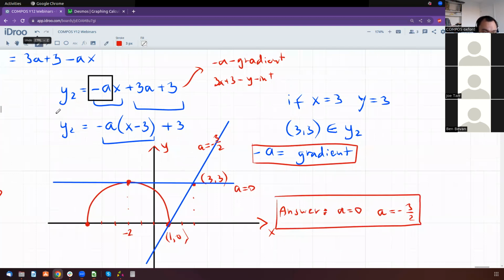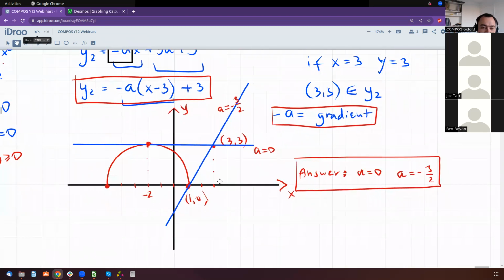Because I looked at this expression, so I modified this and I said, okay, look at this. If x is 3, then this is 0. If x is 3, this is 0, so y is also 3. Oh, 1, 0. Oh, because, I see. I see what you mean. Okay.